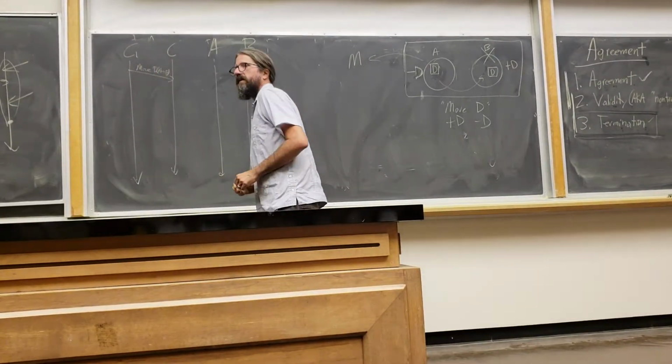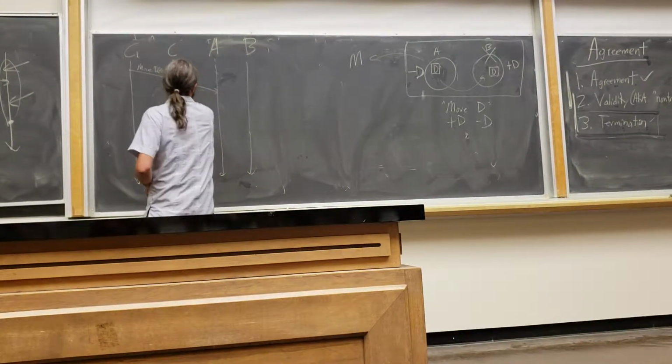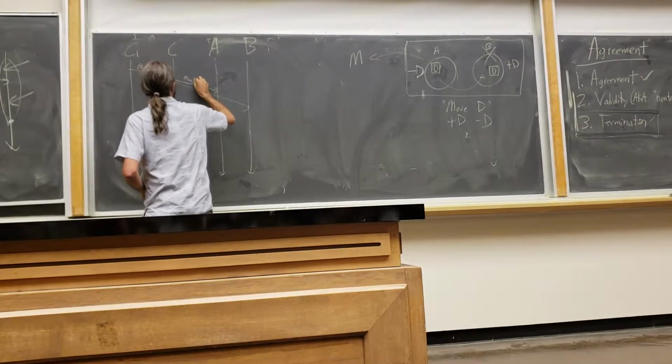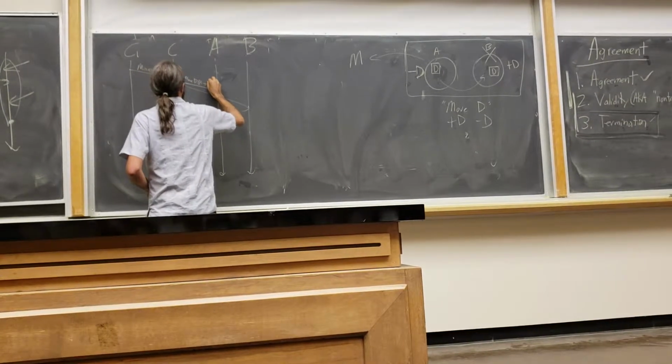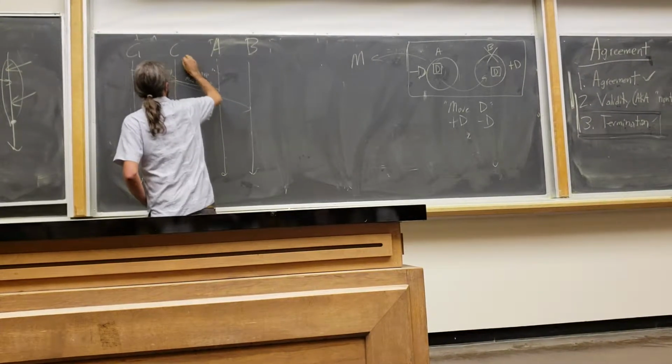Okay? So the coordinator enters phase 1. She says to Alice and Bob, move D. This is called a prepare message.